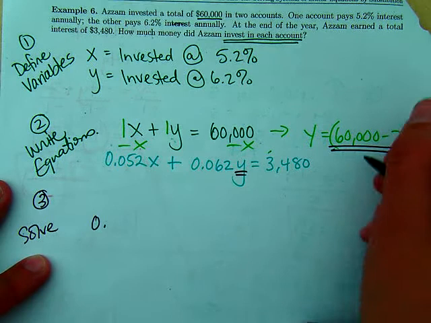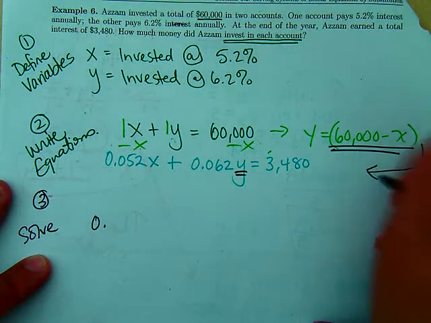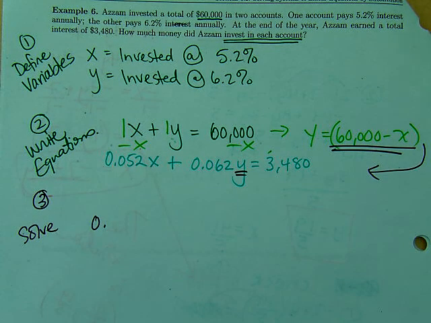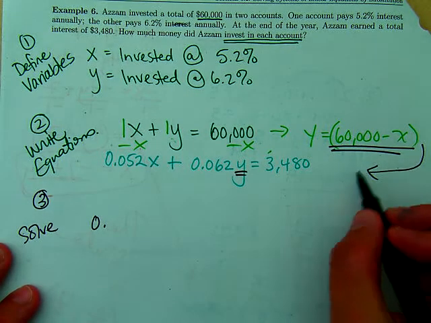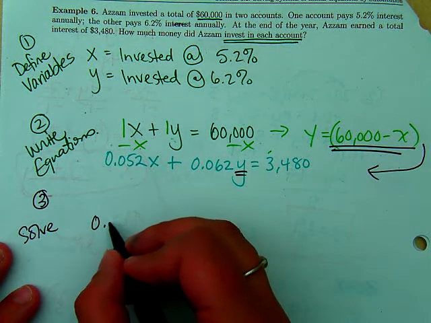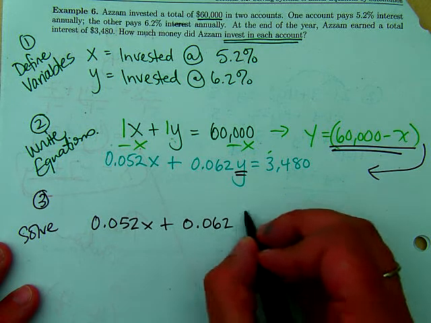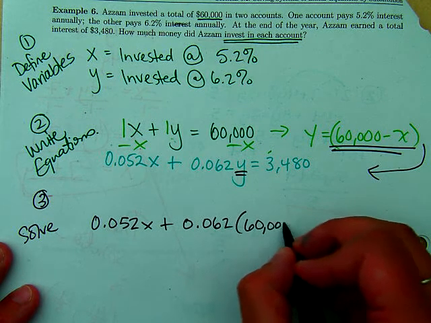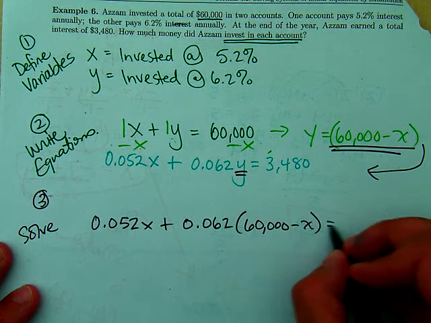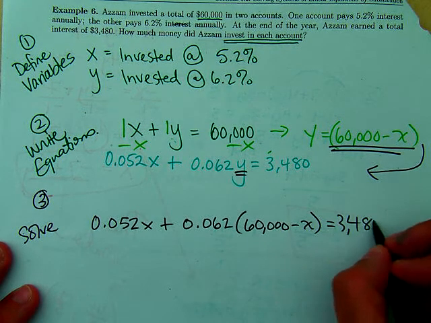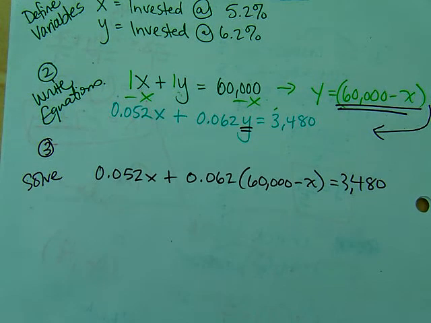So remember, you have to plug the first equation into the second. Somebody already realized if you put the first equation into the first, then you get all real numbers because, you know, they're the same line. Does that even make sense what I'm saying? Anyway, you'll go back. You'll review. But I have to put the first equation into the second. Okay? 0.052x plus 0.062 times 60,000 minus x equals 3,480.